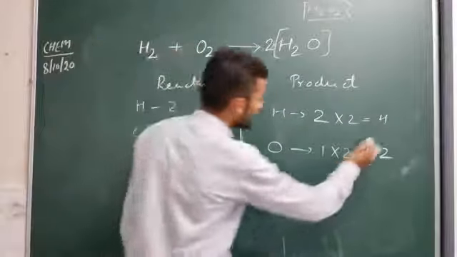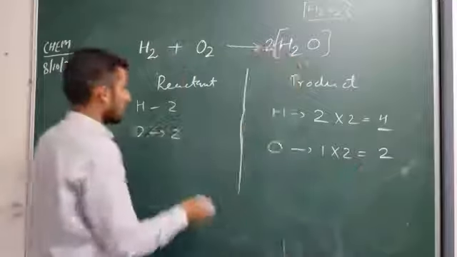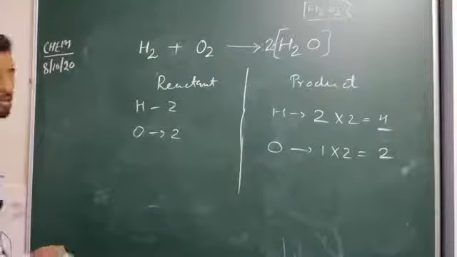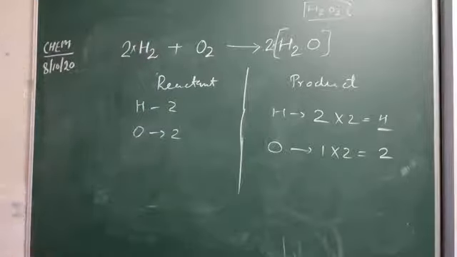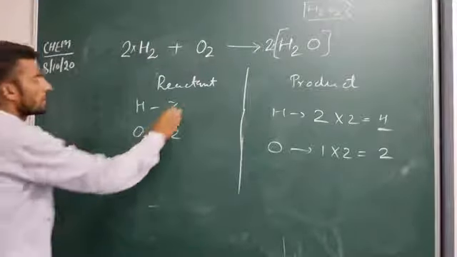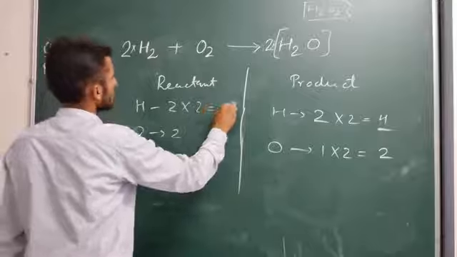Now you see here we have 4 atoms on this side and here only 2. Now what should be done? Multiply this particular one by 2. Clear? So it will become 4. So this equation gets balanced.